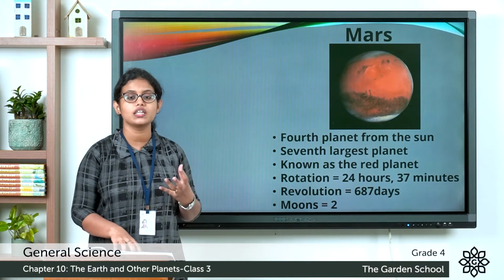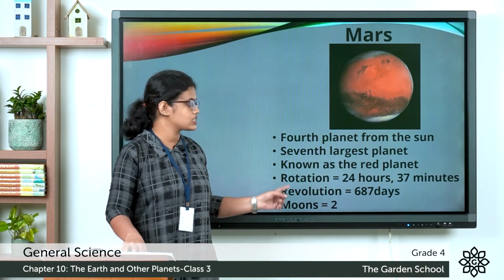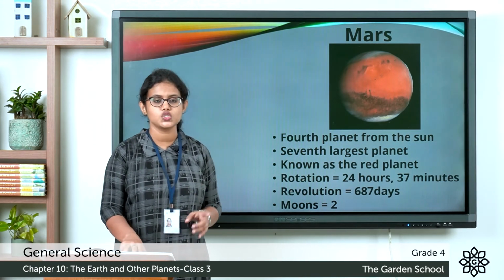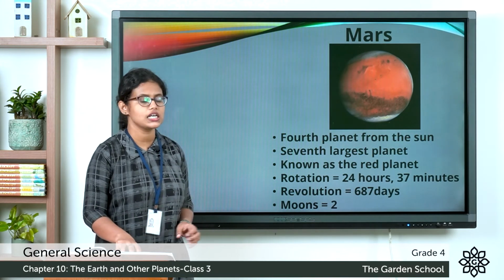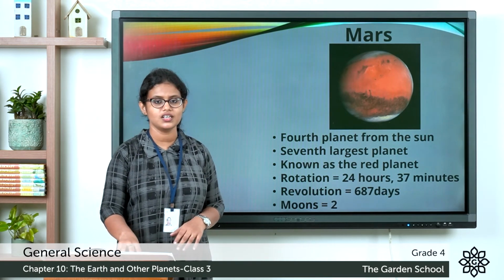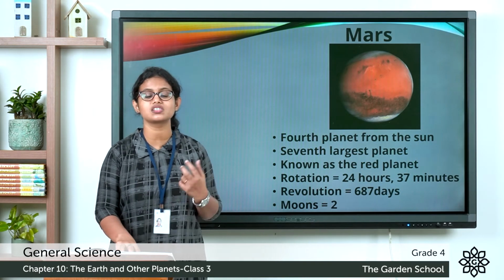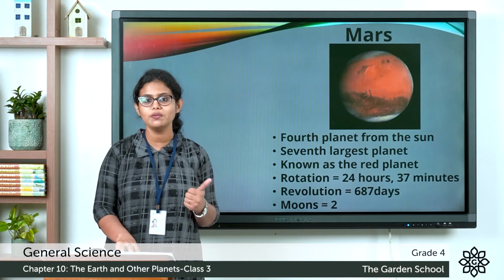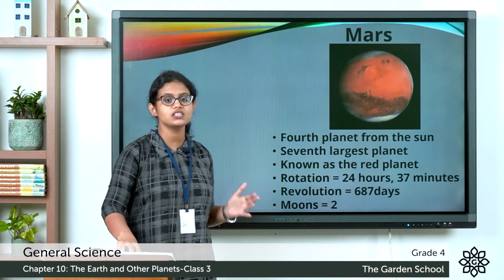So that is about the planet Mars. This planet takes 24 hours, that is 1 day, and 37 minutes to complete one rotation. And it takes 687 days to complete one revolution. What about moons? It has 2 moons revolving around it. What about Earth? It has only 1 moon revolving around it. So this is about the planet Mars.